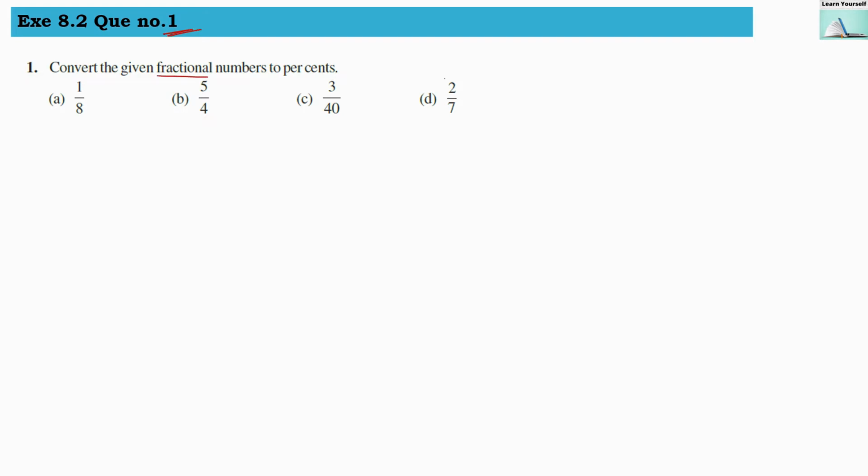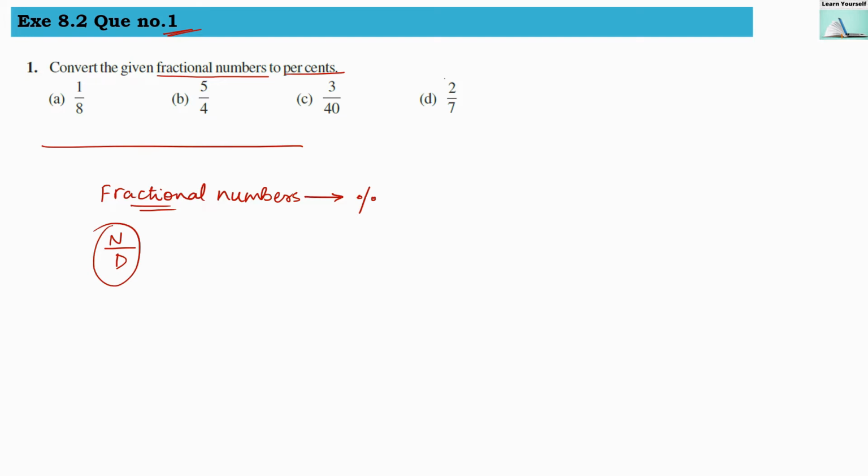Convert the given fractional numbers to percentage. Let us understand the concept first. Here fractional numbers are there that we have to convert to percentage. Now what is the meaning of fractional numbers? The numbers which are in fractional form, in the form of a fraction like numerator and denominator, are known as fractional numbers. Whenever fractional numbers like 1 divided by 8 are converted into percentage, we have to multiply by 100. So when any number you are converting into percentage, you have to multiply with 100.